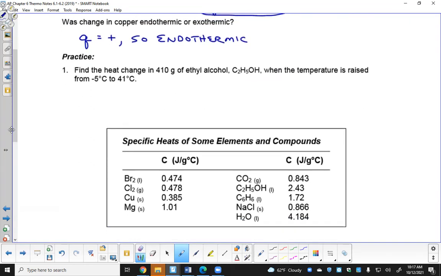Next, we're finding the heat change that takes place when 410 grams of ethanol is raised in temperature from -5 to 41 degrees Celsius. We'll talk about this table a little bit next, but let's take a look at this one. Same equation, q = cmΔT, figuring out what the change is in the ethanol. We don't have the specific heat capacity of ethanol here, but we do have it on the table down below.